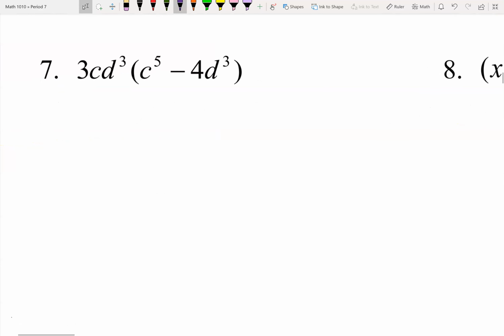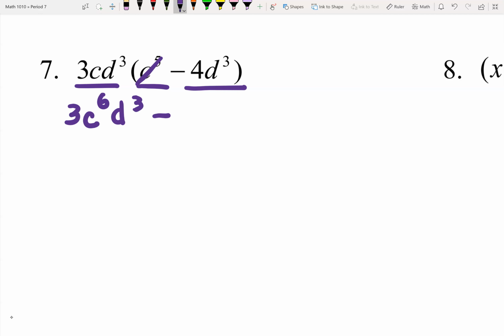One word. Give me the word, guys. Distribute. So you go 3 times 1 is 3. On your C's, you have 1 and 5 for a total of, tell me. How many? I can't hear you. 6. Everybody answer me, okay? And then your D's, on that first term, I have how many? 3. Okay, let's do the next one.